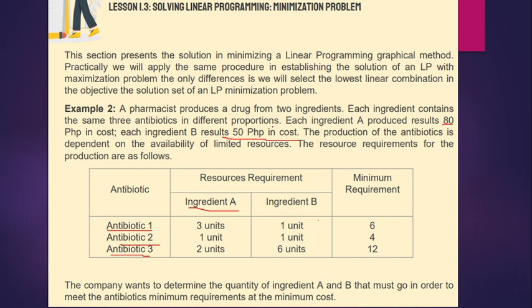So the production of the antibiotics is dependent on the availability of limited resources. Because our resources are limited. Walay unlimited ng resources, pwera lang kung yuta na siya. Pero kanin siya, it's all about the production of the antibiotics, so that means limited resources. So we are going to minimize the cost. Mahal man ang cost, ang mga ingredient natin, yung antibiotic number 1, number 2, number 3. So ngayon, we need to find the minimum cost of ingredient A and ingredient B.